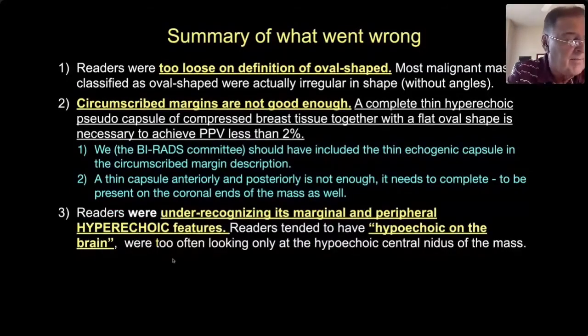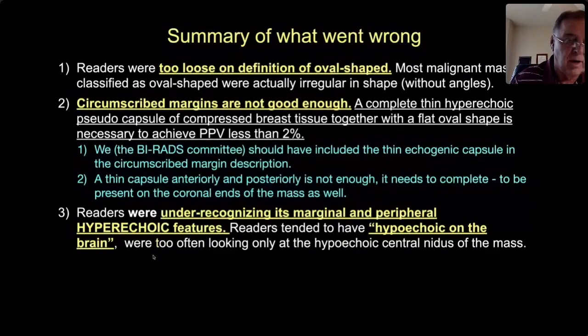And the third thing is that our training underemphasizes the hyperechoic elements. You know, we're taught hypoechoic, hypoechoic, hypoechoic from morning till night. And the best predictive value for cancer versus benign is not the hypoechoic part. It's the hyperechoic thin capsule, the hyperechoic echogenic rim, and the hyperechoic spiculations that give us the best predictive value. So, readers did not recognize the hyperechoic elements because our training is terrible. Our training is that we should only look for the dark parts.